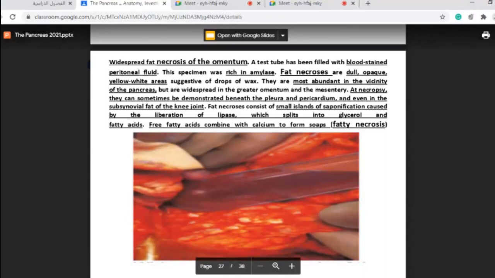There are a lot of complications of pancreatitis, really. There may be even respiratory distress syndrome, because the pancreas is retroperitoneal, and this inflammatory fluid may pass to the mediastinum, to the chest, and cause respiratory distress syndrome. And a lot of patients died due to severe necrotizing acute pancreatitis. So if the patient died, at necropsy, fat necrosis can sometimes be demonstrated even beneath the pleura and pericardium, and even in the subsynovial fat of the knee joint.